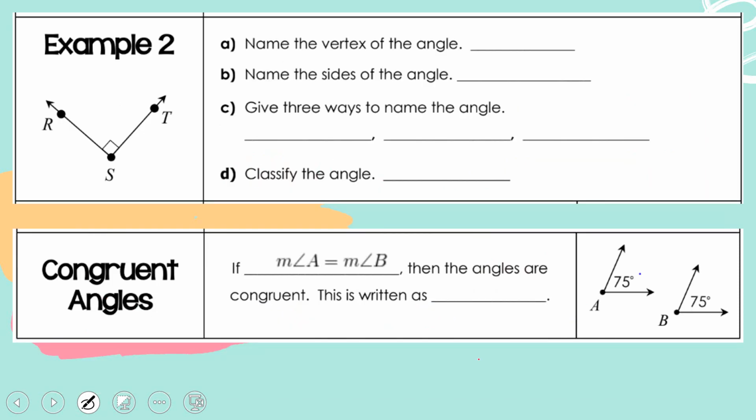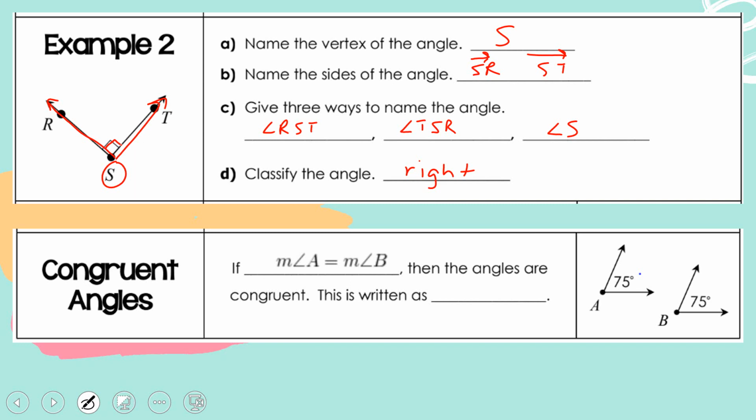For example 2, the vertex is S. The sides of the angle are SR and ST. Three ways to name this angle are RST, and TSR. Remember, the S has to be in the middle, or just angle S. And this is going to be a right angle, and you can see that by the box. We never assume anything is a right angle. We have to see the box to know that it's right.